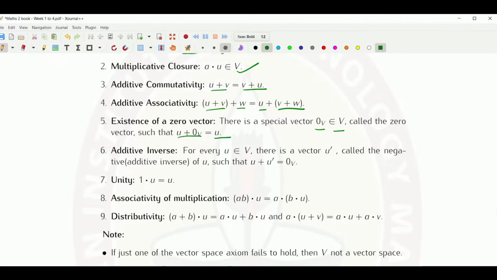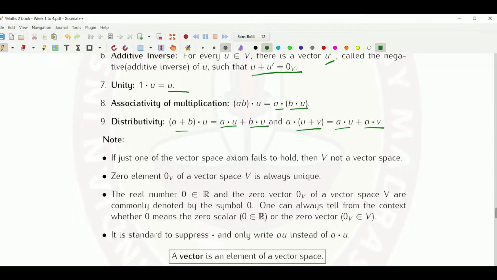is equal to u. Additive inverse. For every u belonging to V, there is a vector u dash called the negative additive inverse of u such that u plus u inverse is equal to 0 vector. Unity. 1 dot u is equal to u. Associativity of multiplication. ab dot u is equal to a dot b dot u. Distributivity. a plus b dot u is equal to a dot u plus b dot u, and a dot u plus v is equal to a dot u plus a dot v.